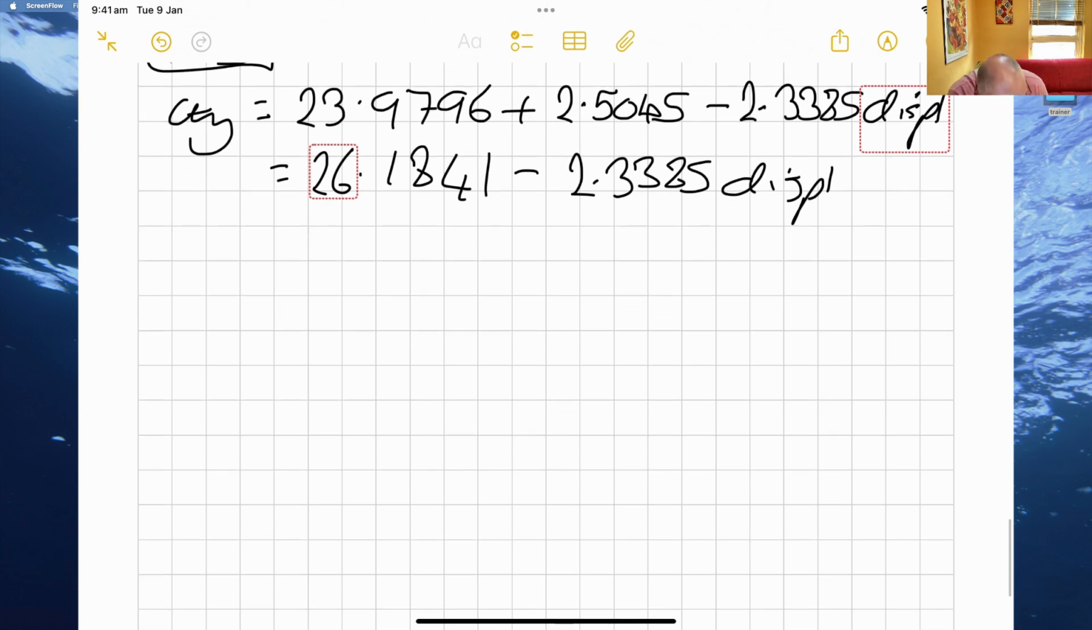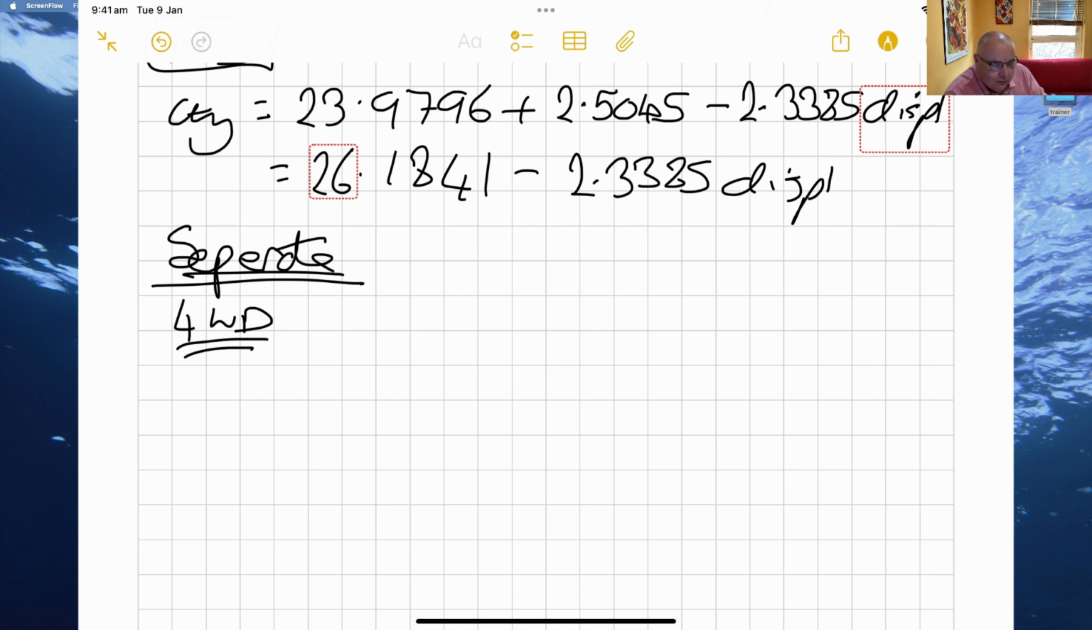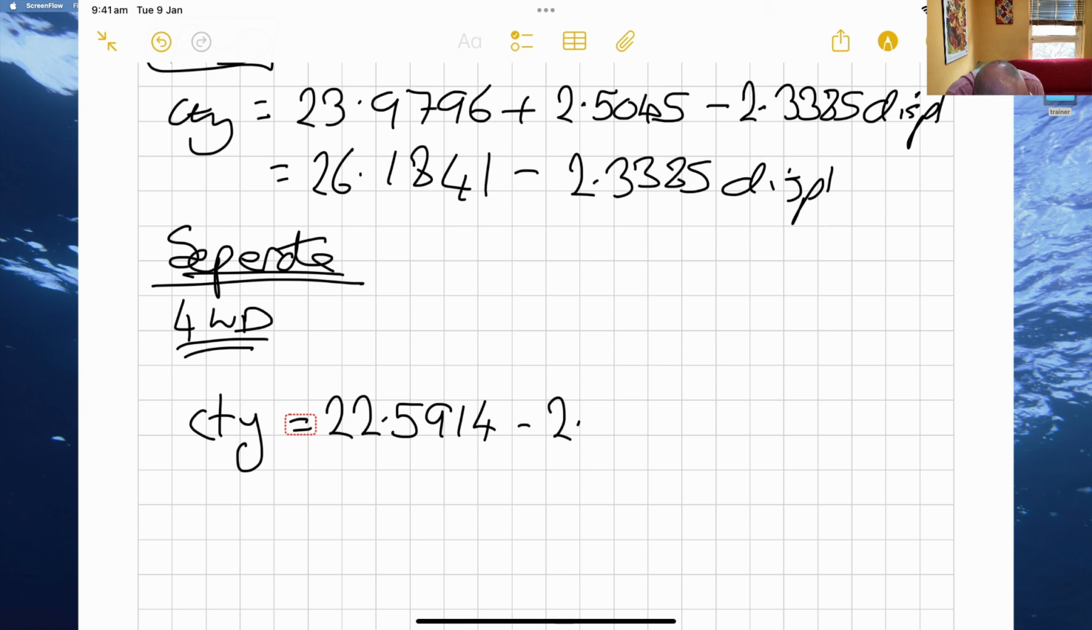What about the separate? Well, the separate, we're going to do that sort of concept twice. We're going to adjust the intercept and we're also going to adjust the slope. So the first one is always the easier one, which is the four-wheel drive. We often call this one, the one that doesn't have its own column, the reference level. So in this case, this is CTY is equal to 22.5914 minus 2.0663 displacement.